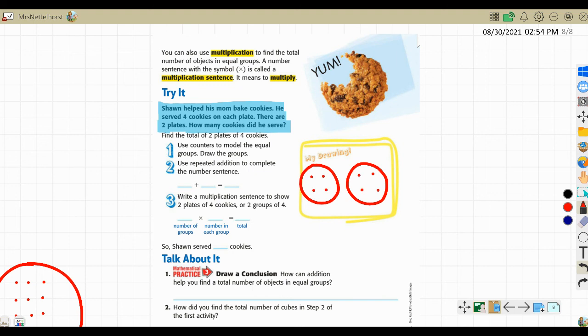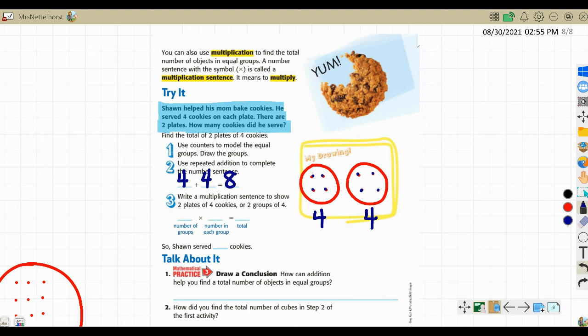So now we're going to use repeated addition to complete the number sentence. So this group has 4 and this group has 4. So I'm going to add them together. So 4 plus 4, and then I'm going to count them up. 1, 2, 3, 4, 5, 6, 7, 8. I have 8 cookies total. So 4 plus 4 is the same as 8.